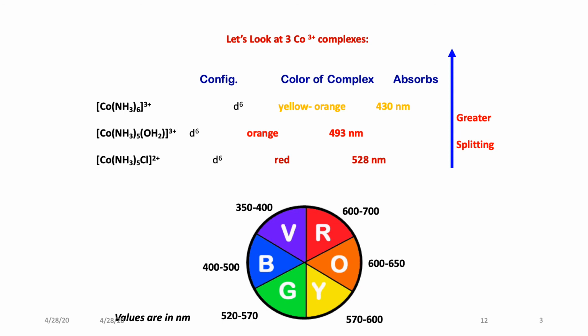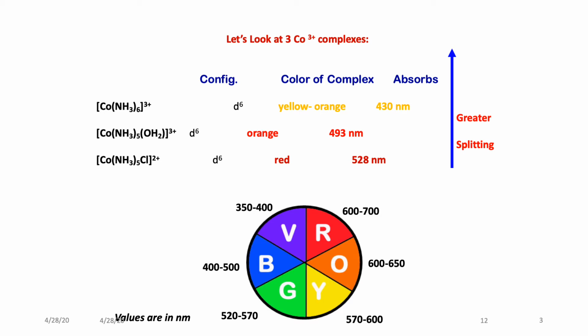Now the cobalt complexes we are going to prepare. One contains the hexaammine complex, which has a low spin, large delta value because of the energy match between the ammonia and the cobalt, and the ammonia is sigma donor, so low spin d6, and the color is yellow-orange, and the absorbance is low, at 430 nanometers.